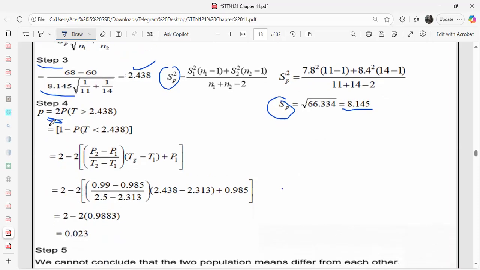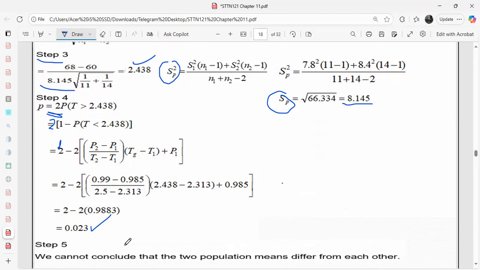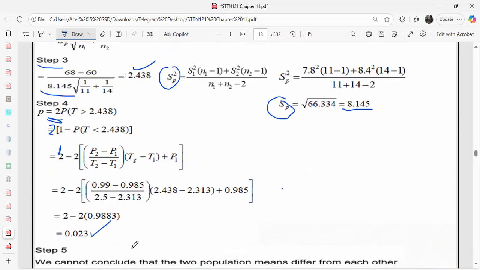2 minus 2, because it is like this. You can put 2 here. 2 multiplied by 2 is 2. 2 multiplied by this part is going to be this whole part minus 2. So that's the reason why it was 2 minus 2 into this whole thing. But it's all the same thing as 2 into 1 minus that probability value that you've got on your table. Then you will get this 0.023.